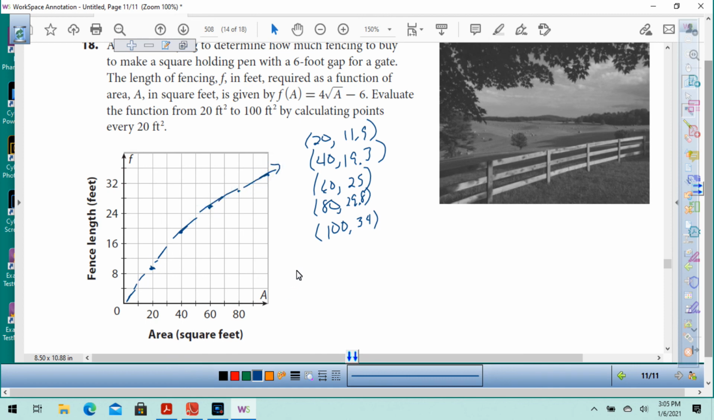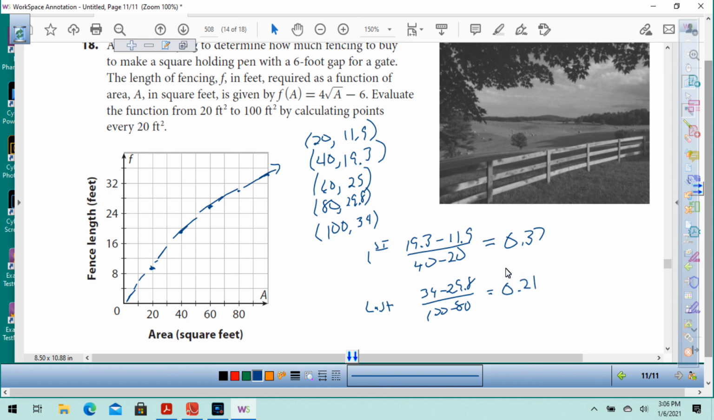All right, good. Now, first, let's see. Evaluate the function. Okay, length of the fencing. How much fencing to make a holding pen? So the first interval was 19.3 minus 11.9 over 40 minus 20, and that's going to give you 0.37. And then the last interval is going to be 34 minus 29.8 over 100 minus 80, and you put that in your calculator and you get 0.21.